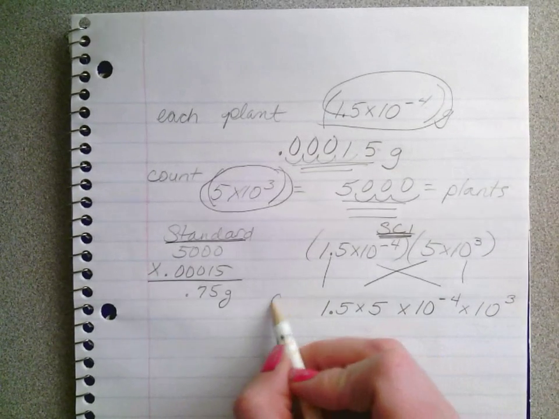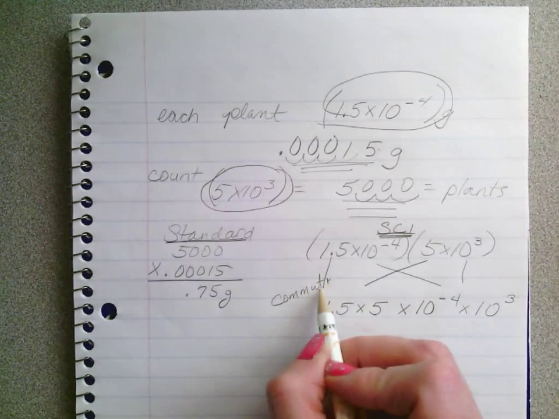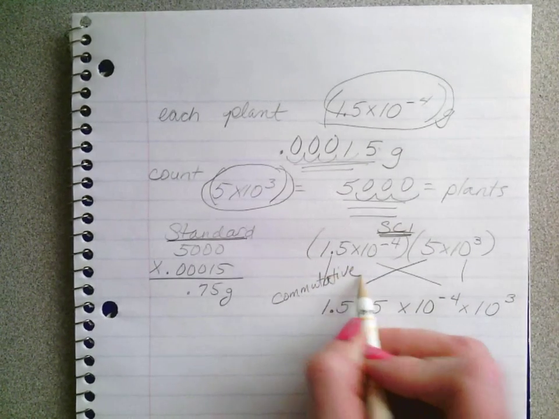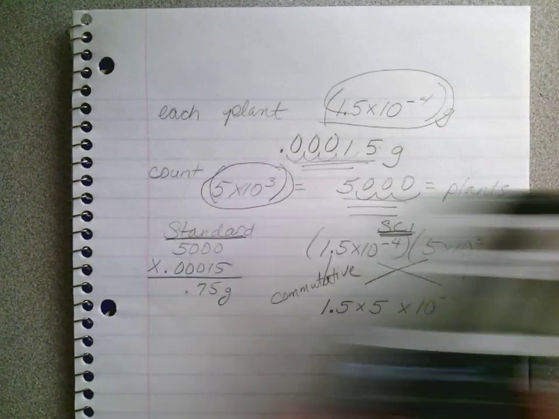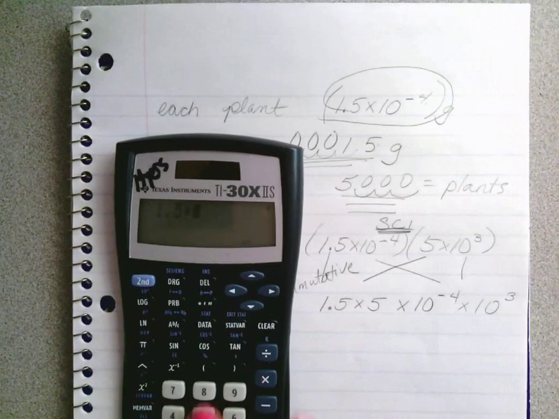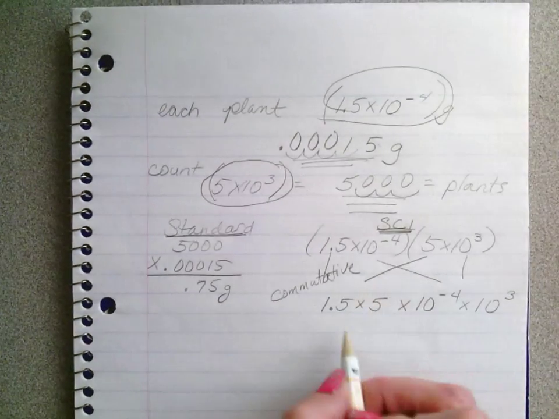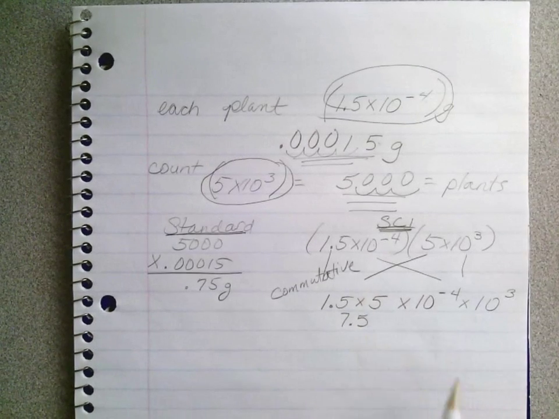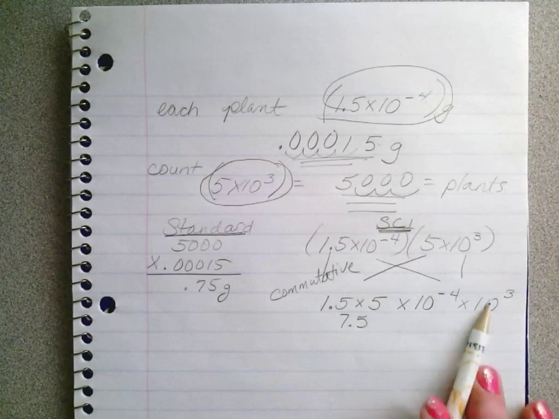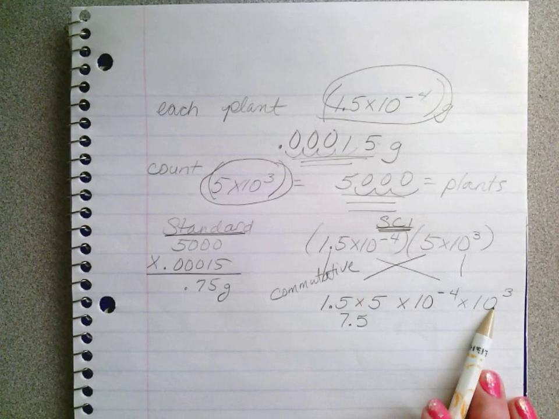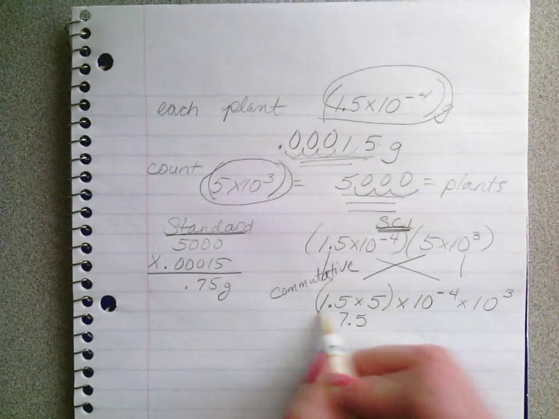I just commuted using the commutative property, so that now I have my normal numbers side by side. 1.5 times 5 is 7.5. And you guys just learned, when you're multiplying numbers with the same base, what do you do with your exponents? Add them. So 7.5 is the result of this.